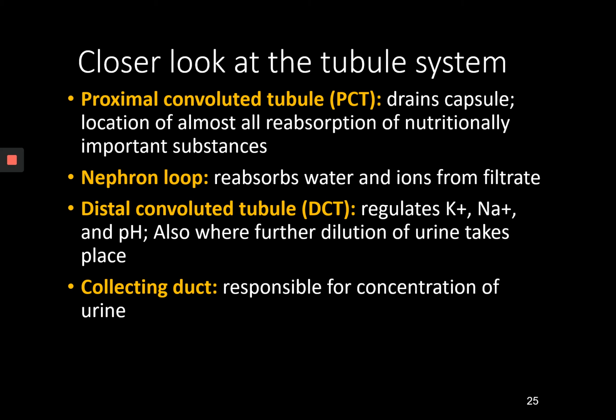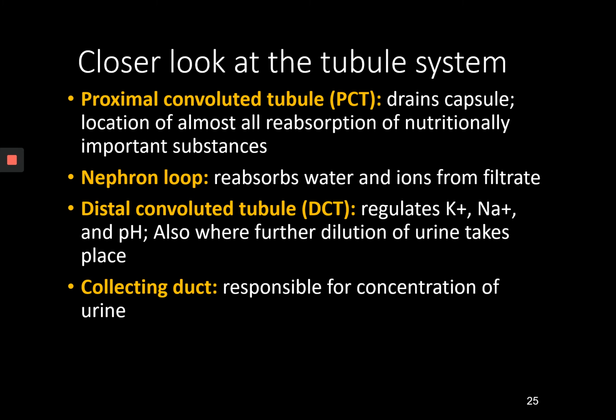So the proximal convoluted tubule drains a capsule. We know that the filtrate that ends up in Bowman's capsule drains first to the proximal convoluted tubule. And we also have talked about reabsorption. Well, what you may not know is that almost all tubular reabsorption of anything that's important that the body wants back, because that first glomerular filtration process is not selective, almost everything's going to be reabsorbed in the proximal convoluted tubule. Whereas the distal convoluted tubule is going to really function more in regulation.